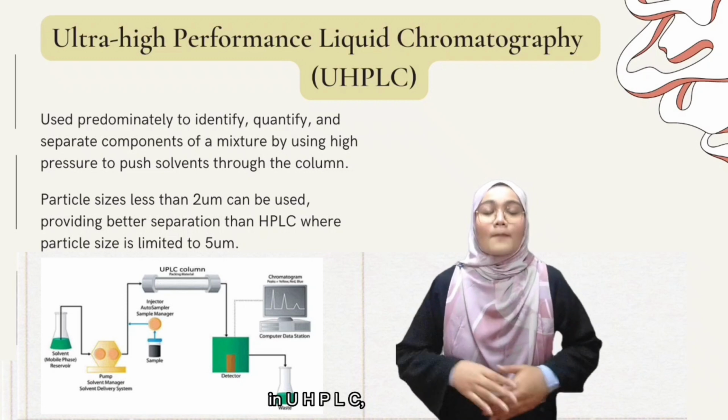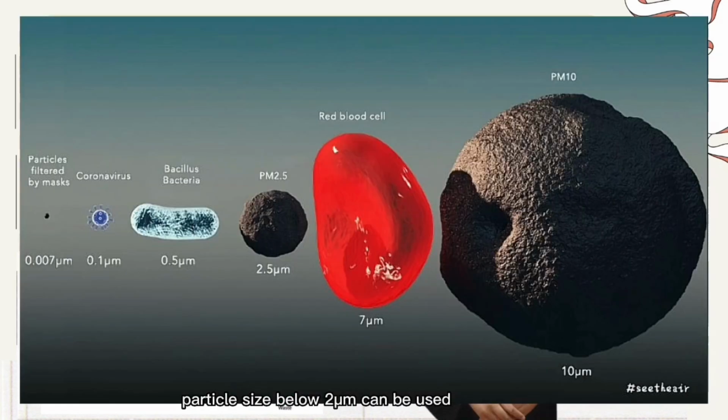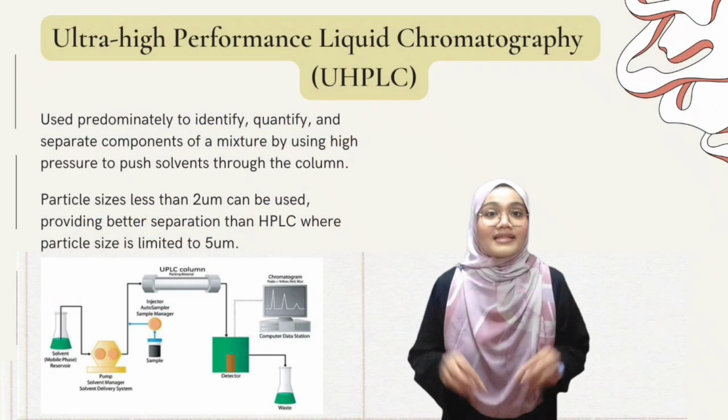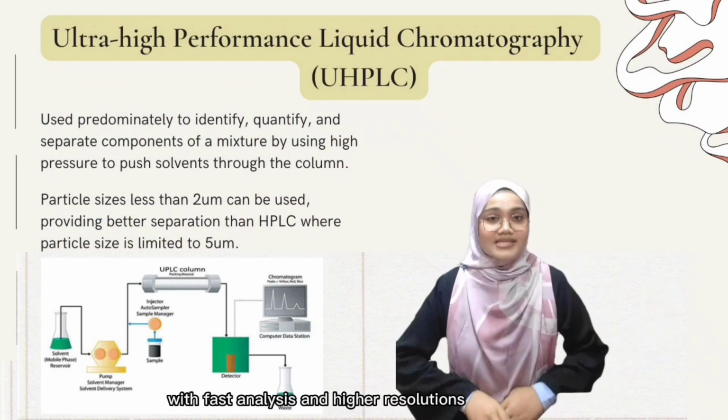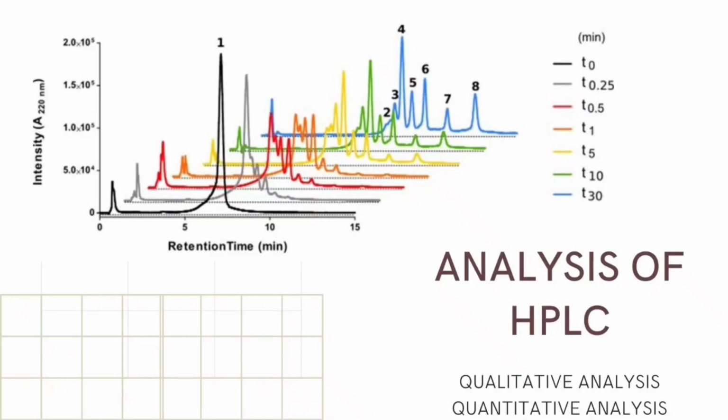In UHPLC, particle sizes below 2 micrometers can be used, giving better separation. These smaller particles require higher pump pressure, making this technique very efficient with fast analysis and high resolution.